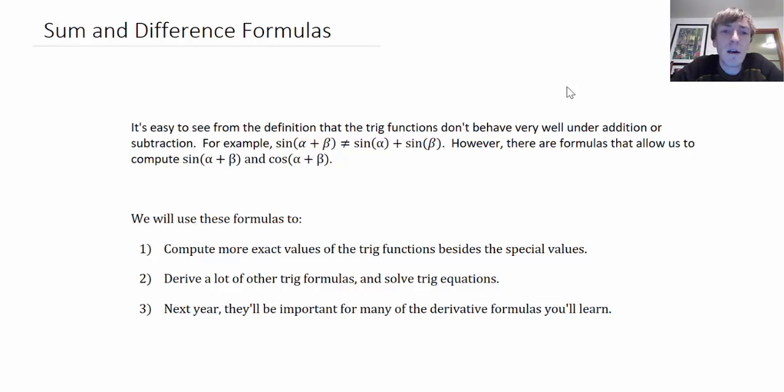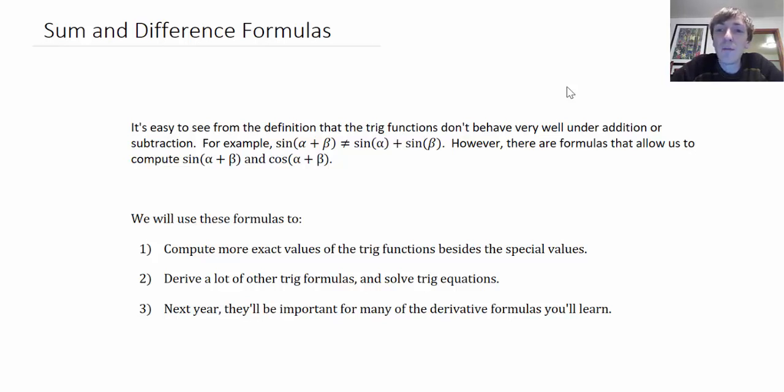First, we can see from the definition of sine and cosine that they don't behave very well under addition or subtraction, right? Early on you might have made the mistake of looking at something like sine of the sum of two angles, and thinking that you could break that up and write it as the sine of the first angle plus the sine of the second angle. But that is definitely not true, and it's not true when you think about what's going on in the unit circle and the fact that sine and cosine are x and y coordinates.